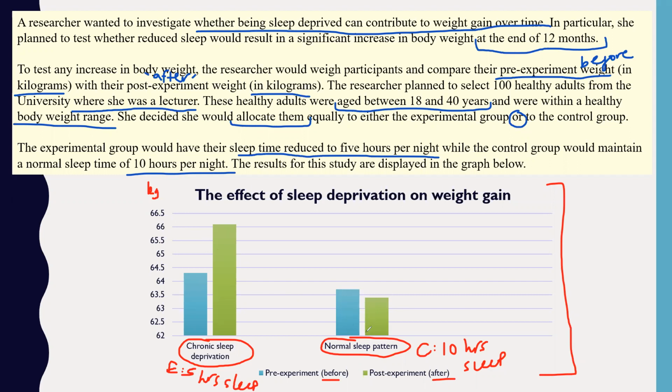So automatically we can see that the researcher's hypothesis is most likely to be supported by the data, because she hypothesized that being sleep deprived can contribute to weight gain over time. And what we see in the data is that, yes, that is reflected. This is why it's important for you guys to be able to analyze data and link it back to the hypothesis or to the aim of the study that the researcher in the scenario had.